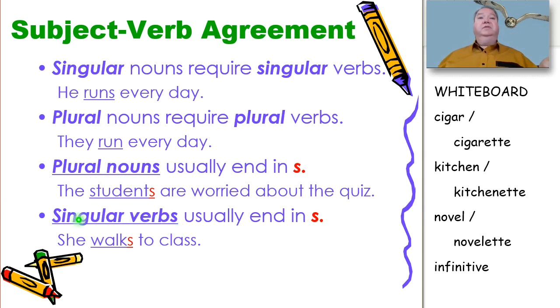So verbs that are singular often end in S. She, singular, she walks to class. Plural, they walk to class.